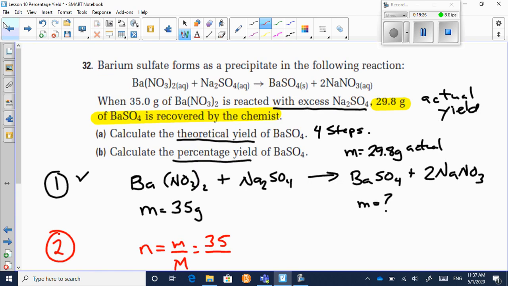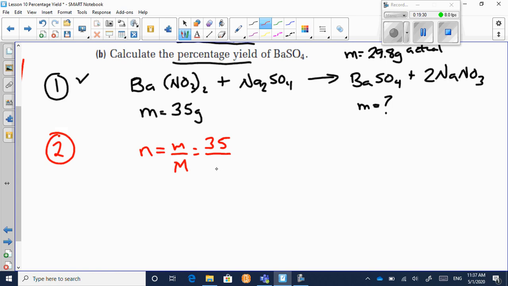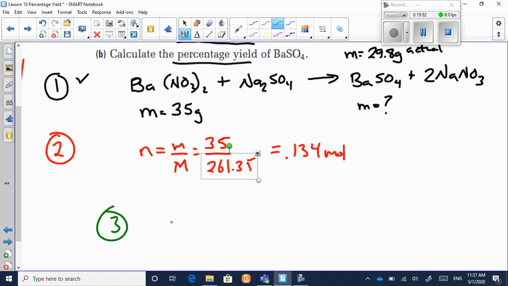Okay, so here we go. We'll go back here, and we will put in 261.35, and I'll divide those, 35 divided by 261.35, and I get approximately 0.134 moles. Okay, step number 2 is done. Step number 3 of stoichiometry is to do a ratio.